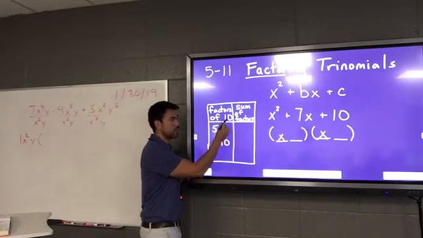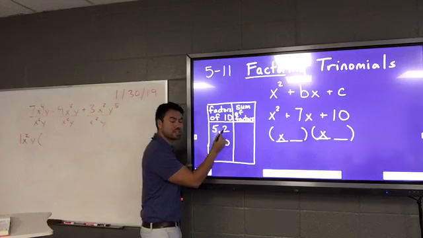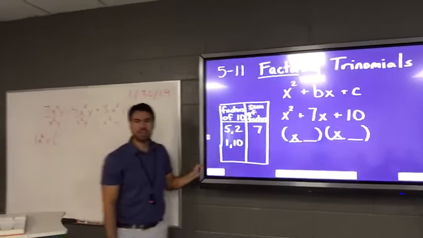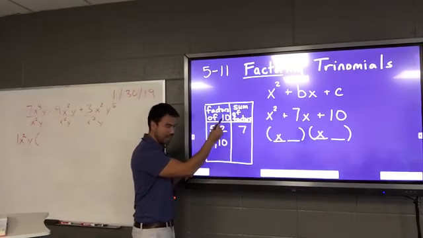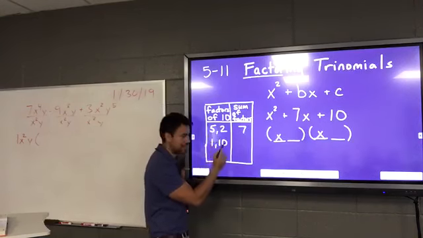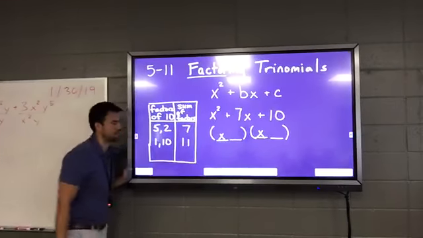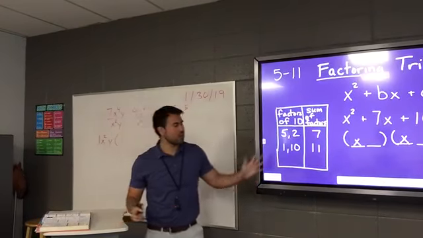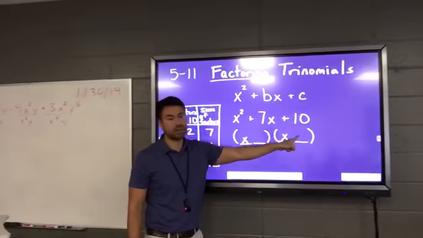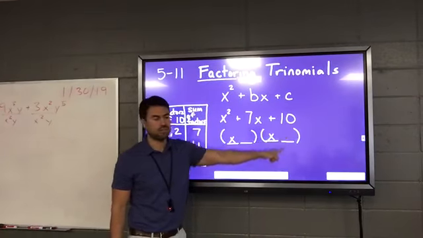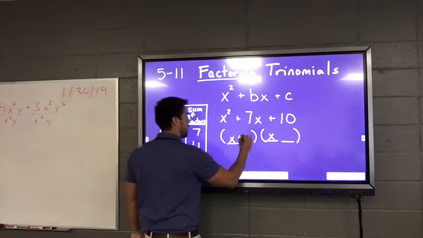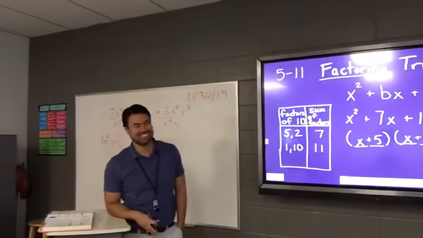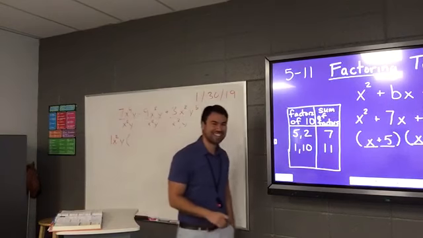Okay, here's what I'm going to do in the second column. 5 times 2 gives me 10. What's 5 plus 2? 7. So you write that 7. And 1 times 10 equals 10. 1 plus 10 equals 11. Pretty random, right? What are we trying to do in this whole process? I want to find out what's here and here. We found it. Positive 5 and positive 2.